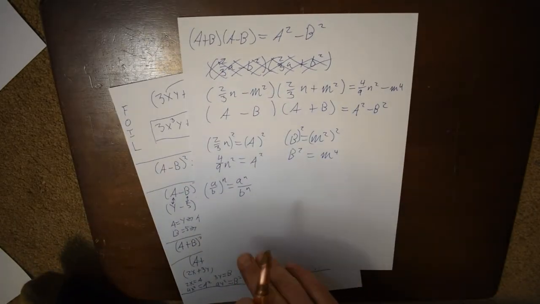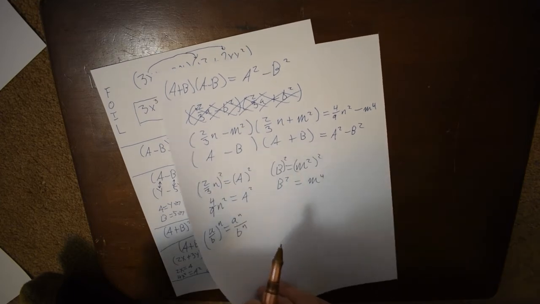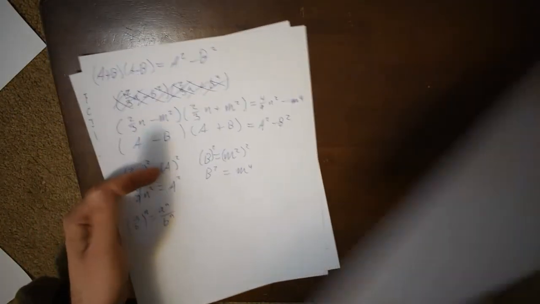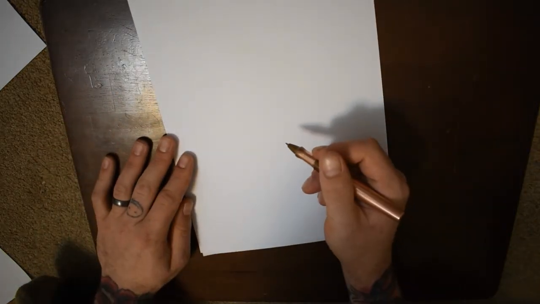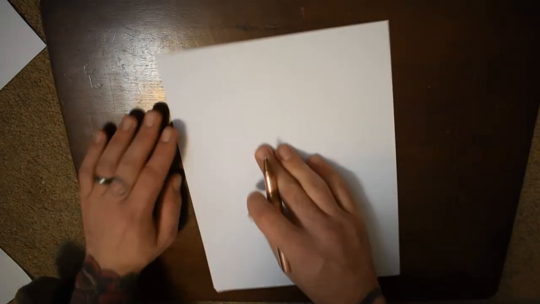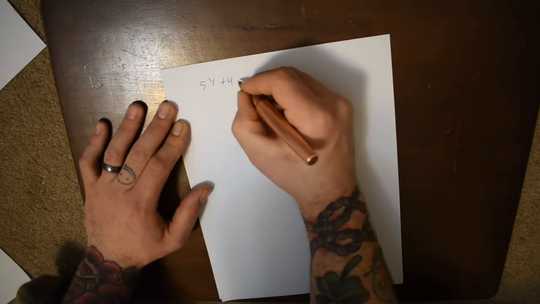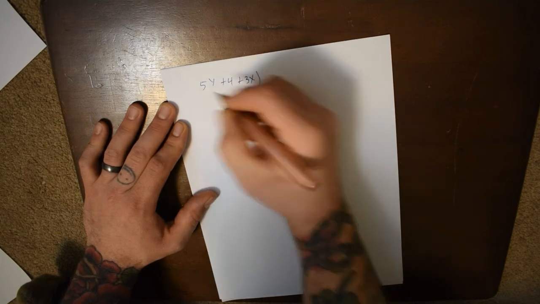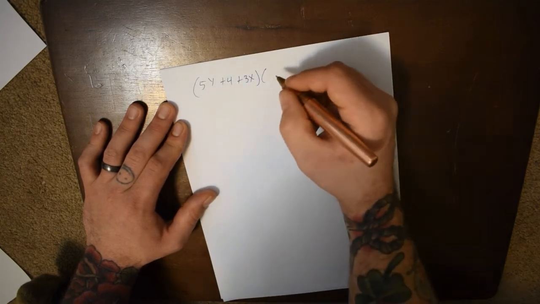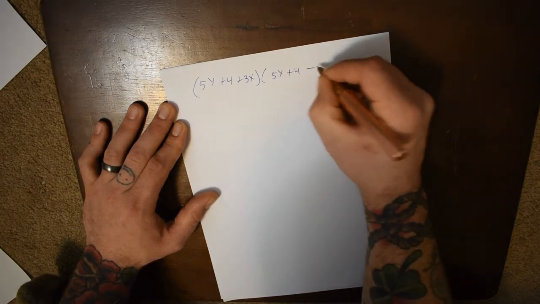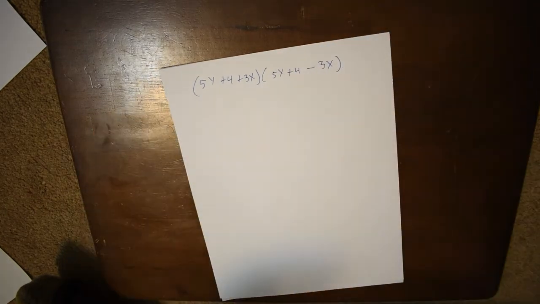Perfect. So let's move on to, well, let's do one more. I want to show you that these can get kind of tricky, but not too terribly tricky. They just need some practice. That looks good. We'll do a 5y plus 4 plus 3x times a 5y plus 4 minus 3x. Alright.